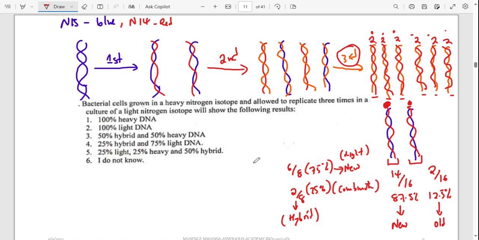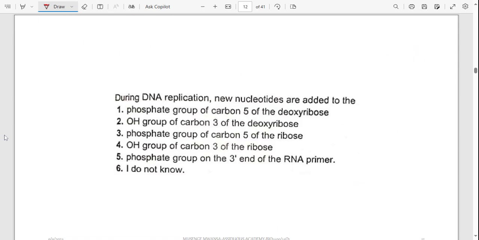So let's answer. What will be the results? 100% heavy DNA? No. 100% light? No. 50% hybrid, 50% heavy? No. That will be after the second replication, not the third. 25% hybrid and 75% light. Is that true? Yes. 25% light, 25% heavy, and 50% hybrid. This is not true. So this is how you answer this question.